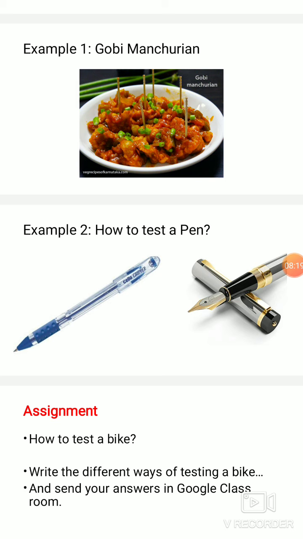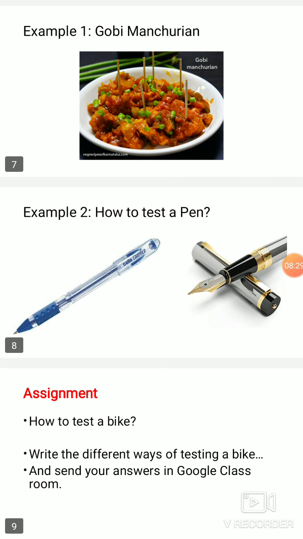I think now you understood what the meaning of testing is, right? Testing means finding the errors in a program. In next class, we will start the syllabus of software testing. Before wrapping up the session, one assignment for you all. Write the different ways of testing a bike and send your answers in the Google Classroom.